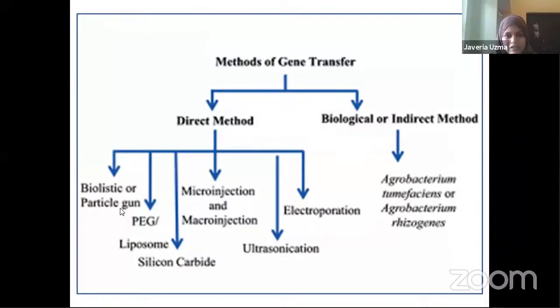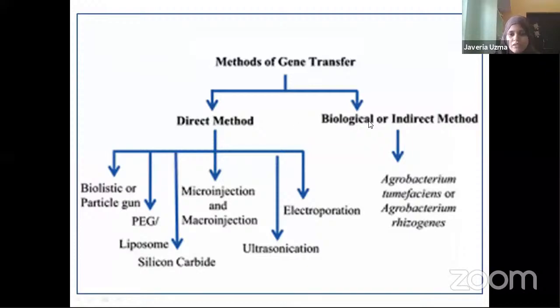So here the heavy metal, mostly gold particles, is used. The gold particles are combined with our gene of interest, and these particles are directly inserted into the cells of plants using the gene gun method. That is known as the direct method of gene transfer.